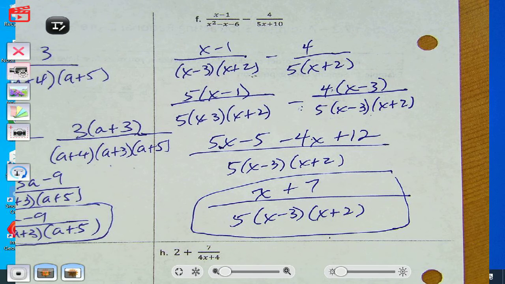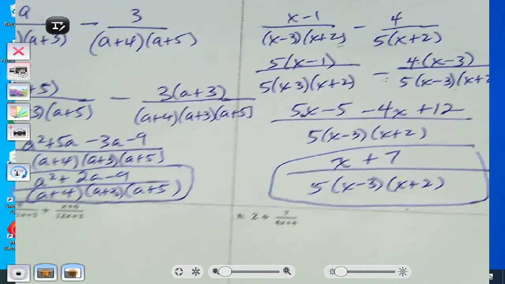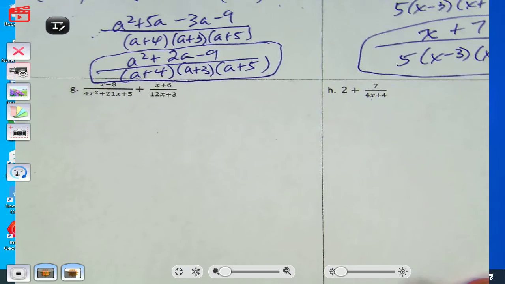Ready for the second to the last example of the year? Just 2 more examples. Actually, I'm lying. I'm going to do one from homework. Oh, yeah. So there are 3 more examples.